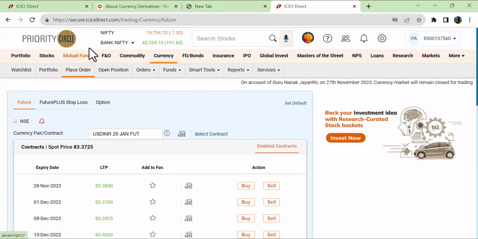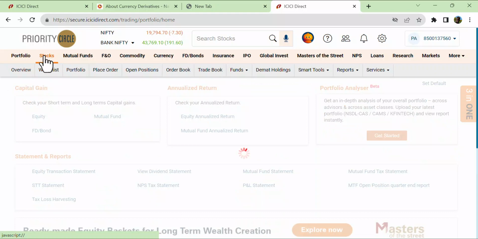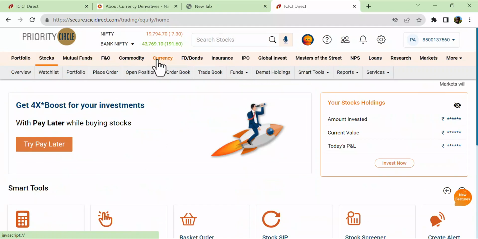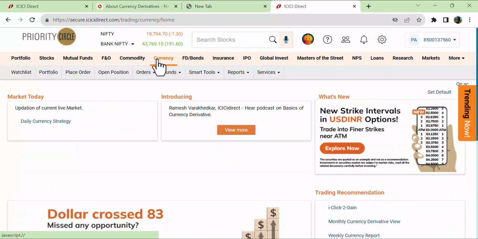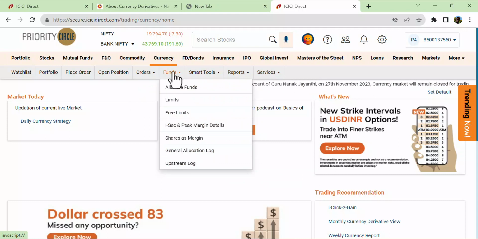Suppose I am here at the portfolio or somewhere, stocks or somewhere. Now I am interested in currency. So I'll go to the currency part, and what will happen is that I can place an order. I can have open positions. Whatever position I open, it will show me how many contracts I'm sitting on where those contracts have not expired. Then there are reports, smart tools, funds, orders. Okay, let me just see.